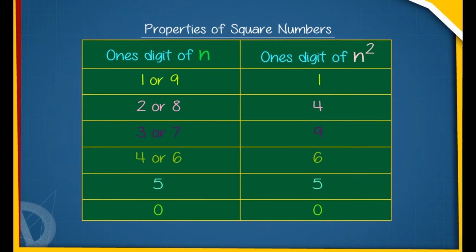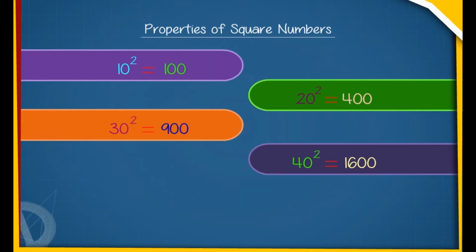3. Given the ones digit of a number n, we can easily determine the ones digit of its square, n square. Ones digit of n: 1 or 9, ones digit of n square: 1. 2 or 8: 4. 3 or 7: 9. 4 or 6: 6. 5: 5. 0: 0. 4. The number of zeros at the end of a perfect square is always even.